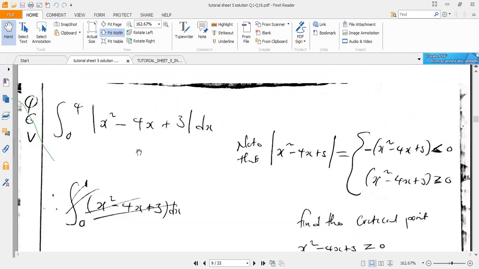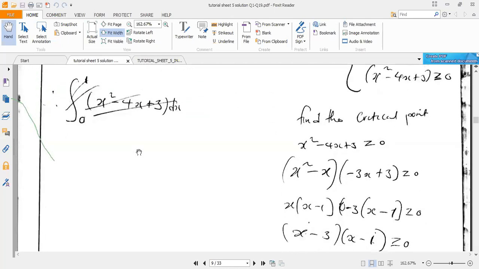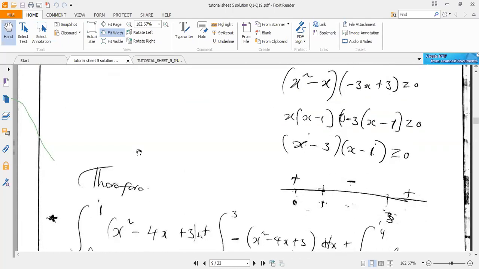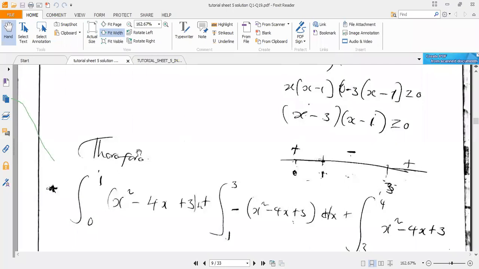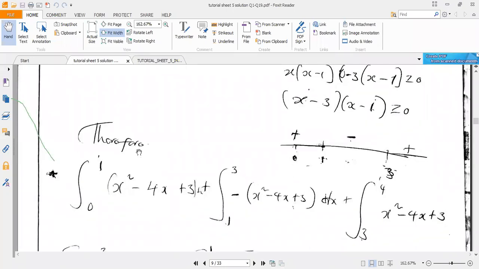So finding the critical points of that, we will have x equal to 3 and x equal to 1. I'm sure no one has problems with finding critical points at this level. The reason you're finding critical points is because you want to know where it is giving you negatives and where it is giving you positives. Notably, from 0 to 1, it's positive, and from 1 to 3, it's negative. Above 3, it's positive. That means from 3 to 4, it's positive.